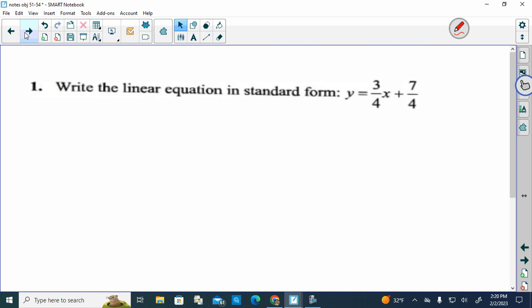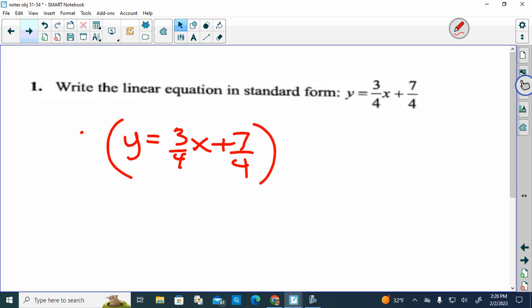So you would have learned this if you had iMath. Because we don't like to work with fractions, there's a way to get rid of them: multiply the whole thing by the common denominator, okay? Which is going to be 4. So we've got y equals 3/4 x plus 7/4. The only denominator they gave us was 4, so I put 4 on the outside.